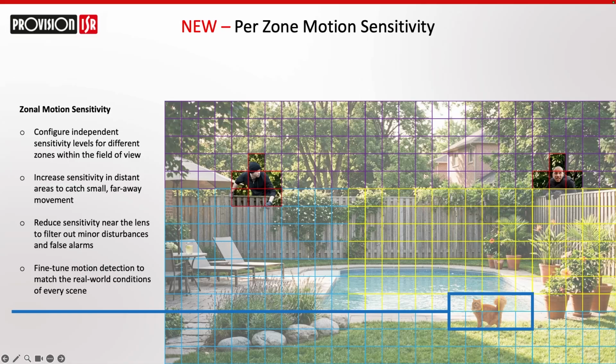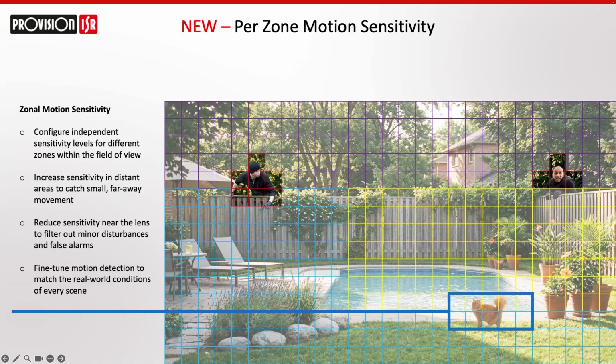Previously, motion detection applied a single sensitivity level across the entire defined area. Now, each zone within the field of view can be configured with its own sensitivity threshold, giving installers precise control over how the camera responds to movement in different parts of the scene. This is particularly useful for managing perspective and reducing false alarms.